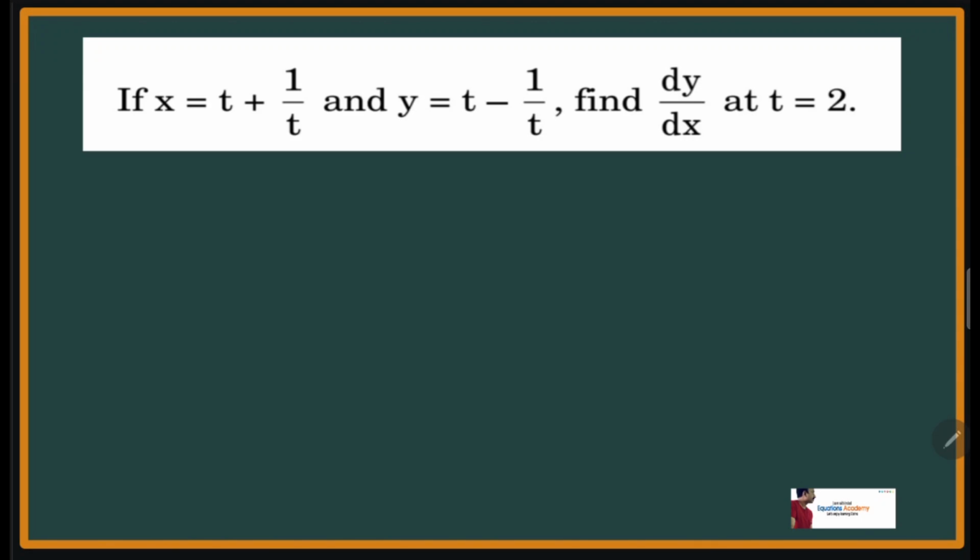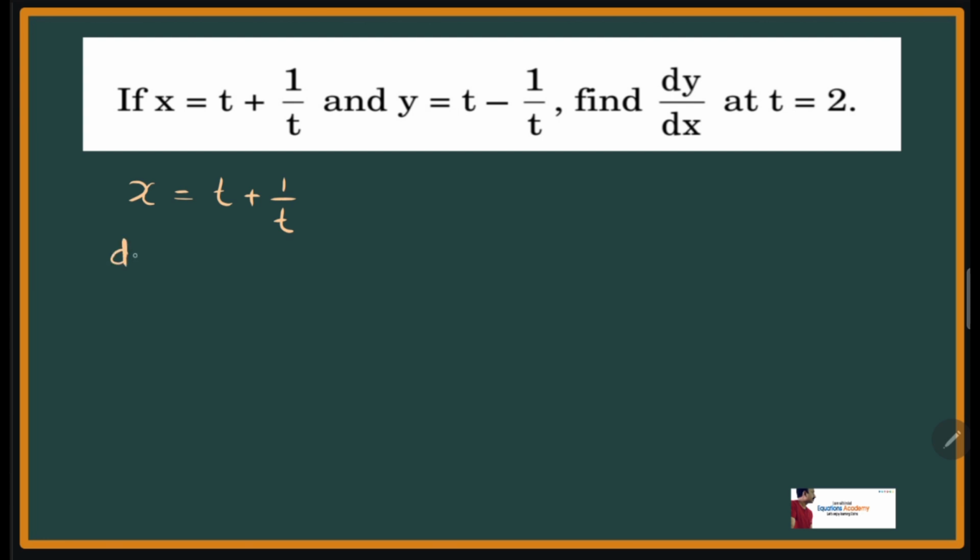If x equals t plus 1 by t and y equals t minus 1 by t, find dy by dx at t equal to 2. Given that x equals t plus 1 by t, we will differentiate this with respect to t.